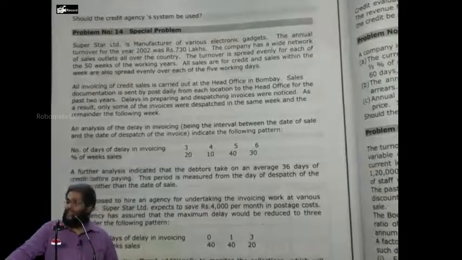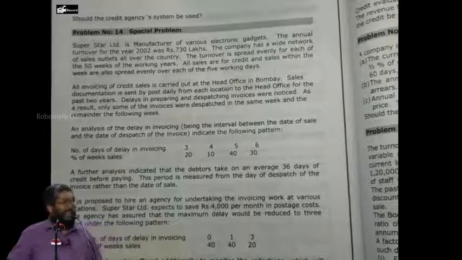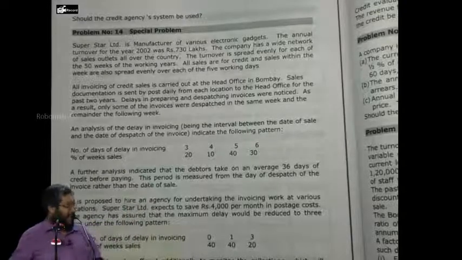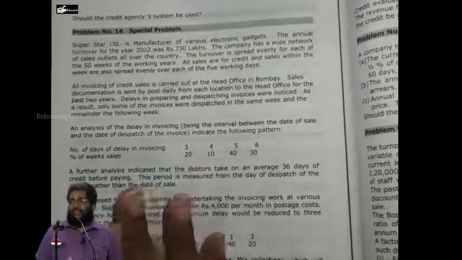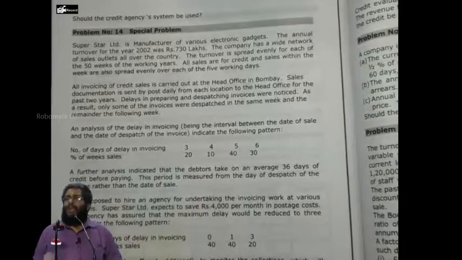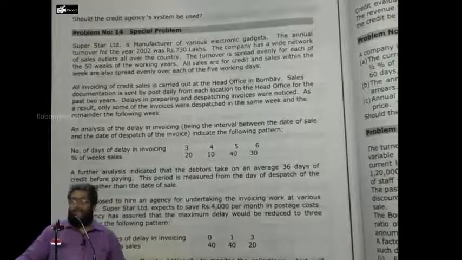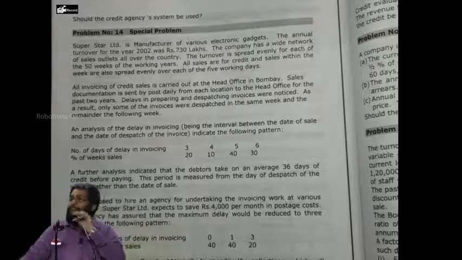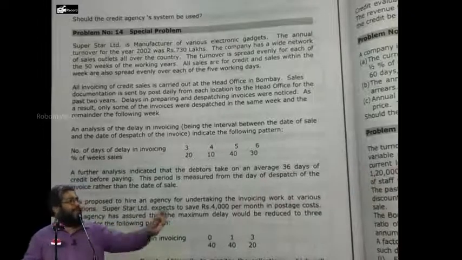In that case, I can say like this. 730 lakhs is the sales. All the 730 lakh sales does not have the same debt collection period. For example, 20% of my sales, I get the money only after 39 days. How 39 days? 36 plus 3 days to prepare the invoice, and he pays only after how many days? Yeah, 36 days. So the debt collection period is 39 days for 20% of my sales.